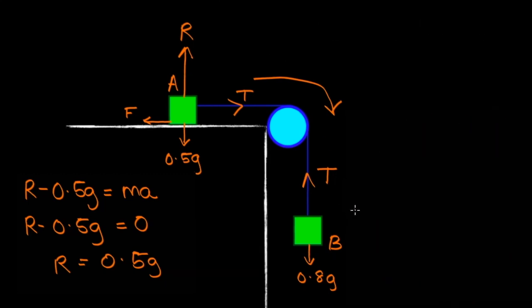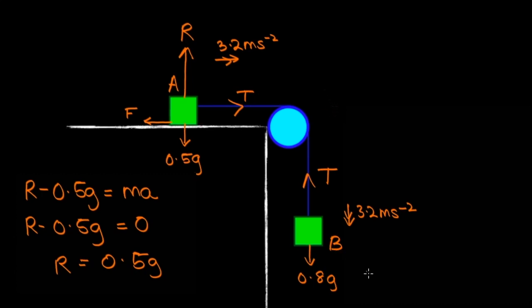Let's label on the acceleration of B, 3.2 meters per second squared, and of course the acceleration of B is the acceleration of the whole system, and so A is also accelerating to the right at 3.2 meters per second squared. And let's get rid of this arrow just so there are fewer arrows on the screen. Let's now work out the tension in the string, and let's use Newton's second law on B to work it out.